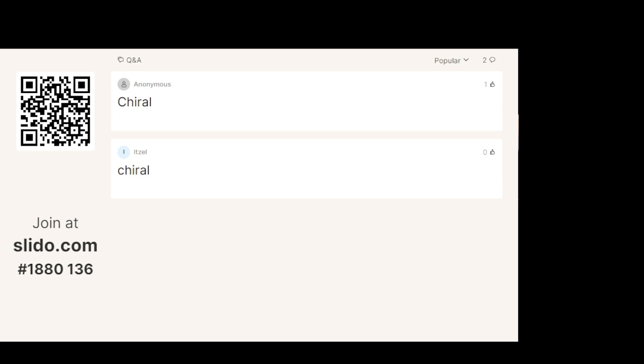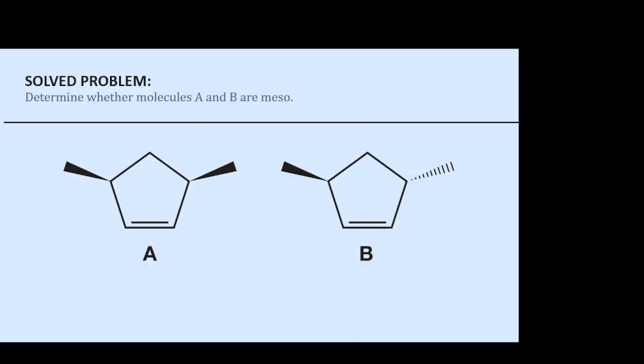Yes, indeed. Thank you. Let's go ahead and try this. Determine whether molecules A and B are meso. So, does everybody have what those look like in their heads now? Or down on paper so you can play with it? Okay.